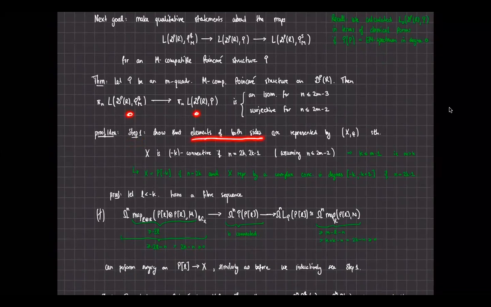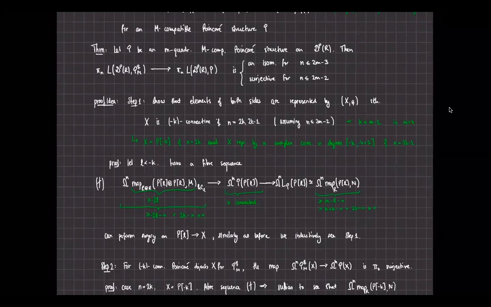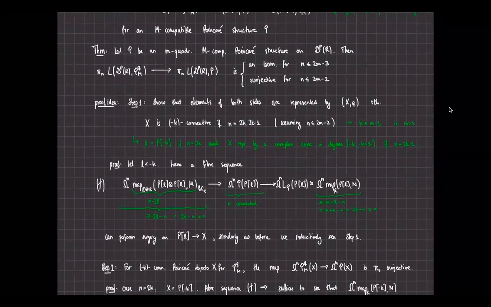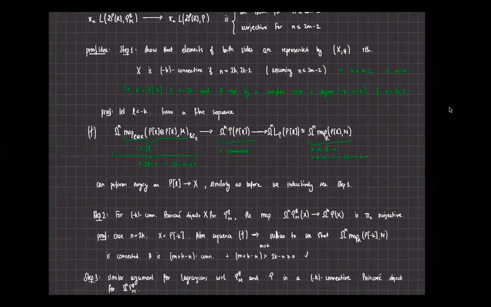the points that we want to compare can be represented by complexes (X, q) such that X is minus k connective, say if n is 2k or 2k minus 1. Right? So we write n as something like 2k or 2k minus 1, depending on the parity, and then we want to claim that elements both here and here can be represented by complexes which are minus k connective. Okay, so I will go through the argument next time, but that's roughly what we want to say.